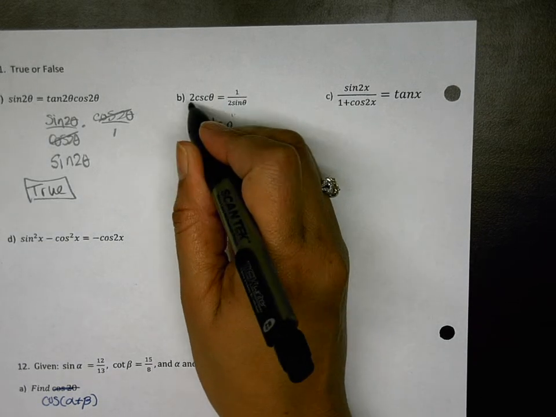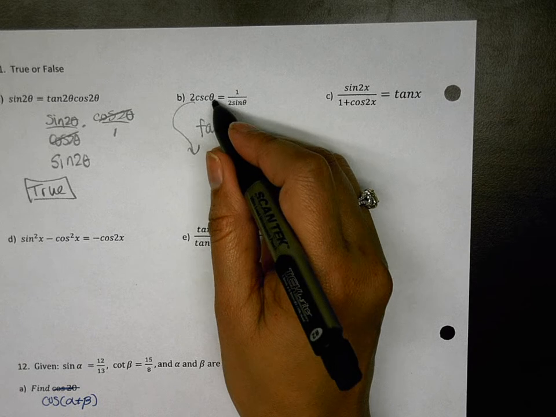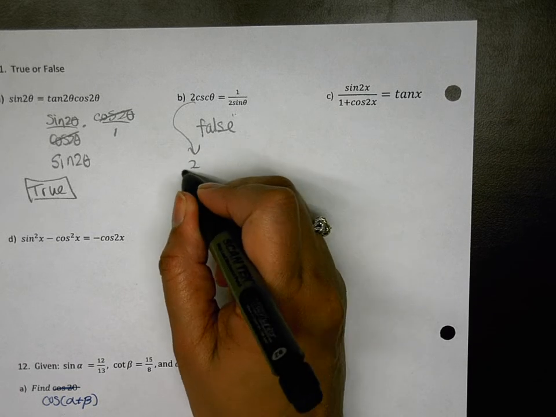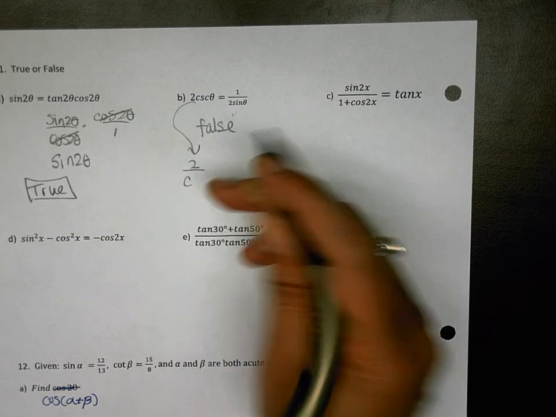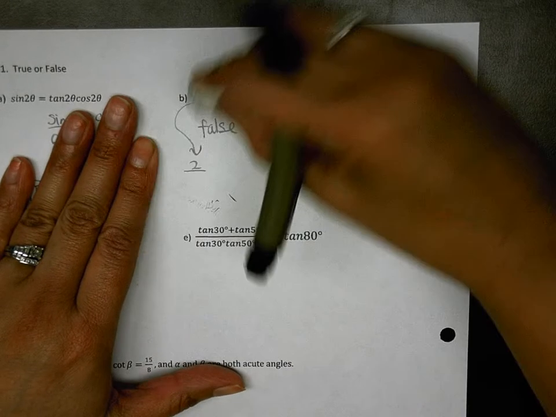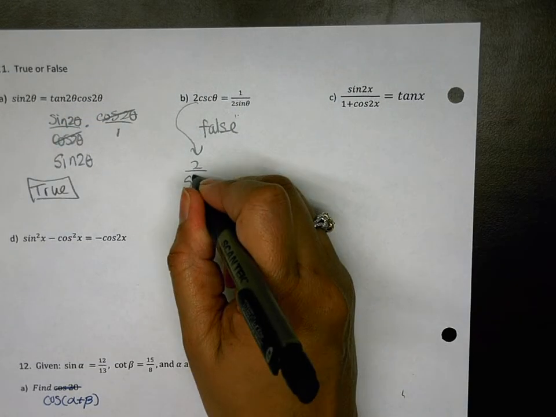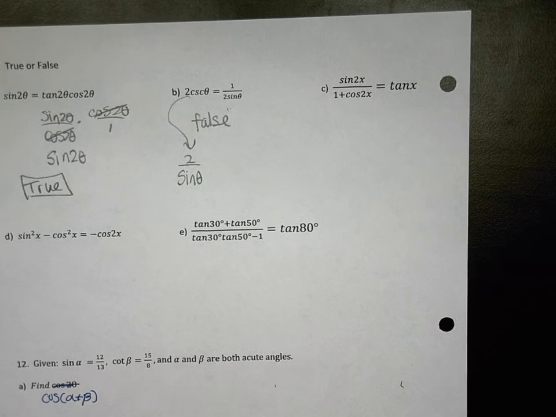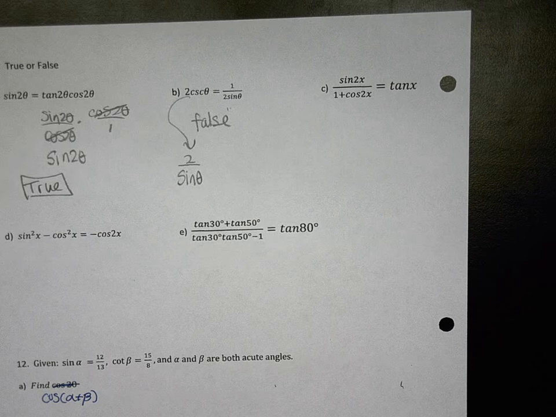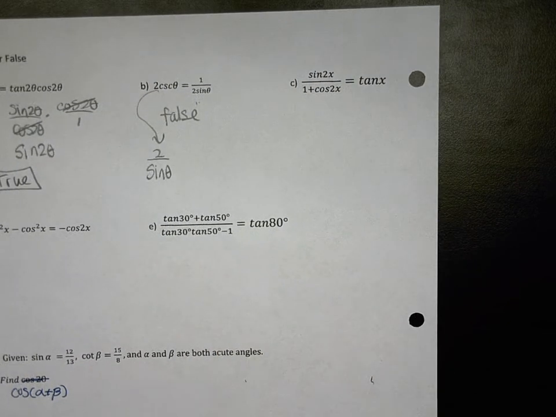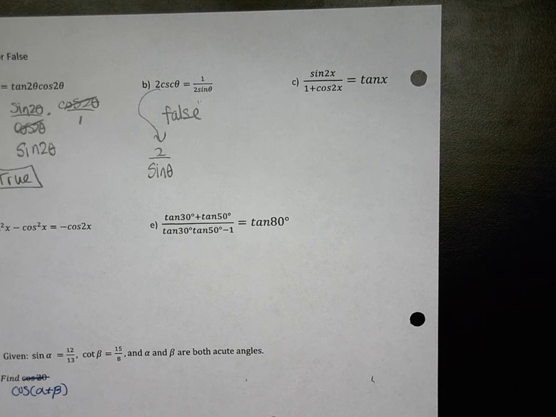The way this should be written is 2 over sine theta. That's the way it should be written. The 2 should stay in the numerator and the sine move to the denominator, or 2 times 1 over sine. Either one, 2 over sine or 2 times 1 over sine. Make sense? All right.